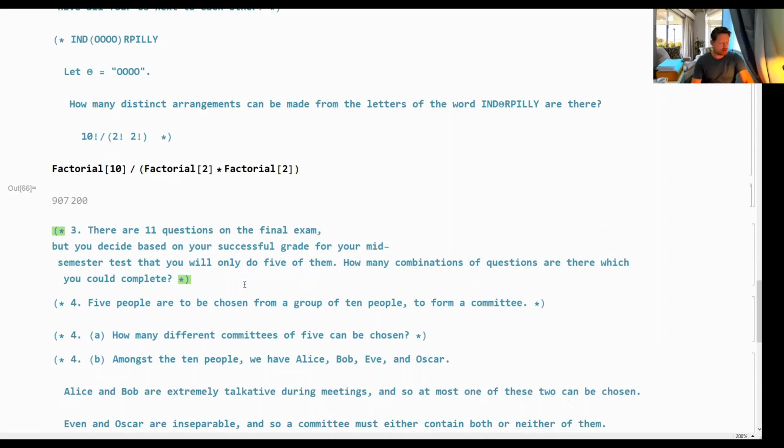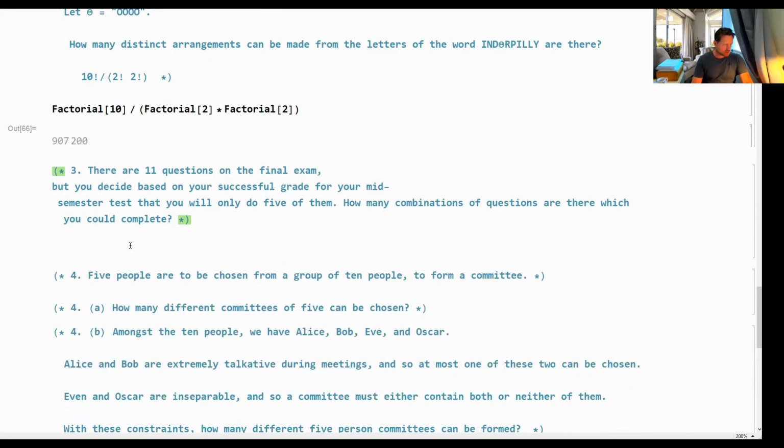Yep, thanks, Alwyn. All right, so this question 3 says there are 11 questions on the final exam, but you decide based on your successful grade for your mid-semester test that you will only do 5 of them. Well, that's really foolish, but anyway, you've got the choice to do that if you want to. How many combinations of questions are there which you could complete?